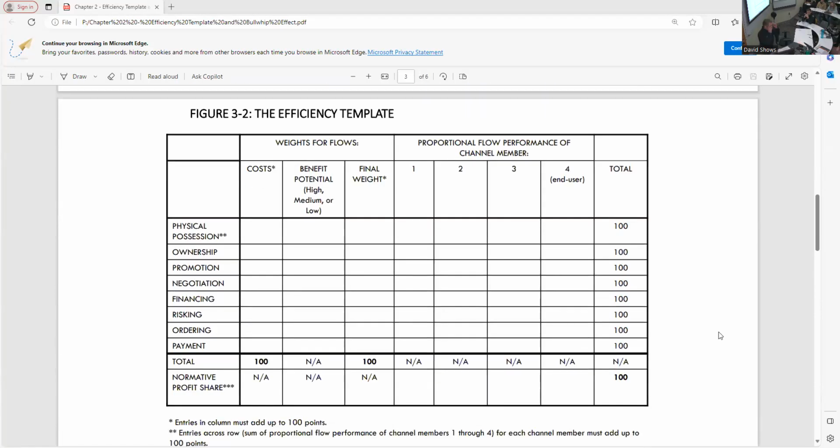All right, so this is a blank efficiency template. You will not get a blank efficiency template. I am just showing it to give you an idea of what it looks like.